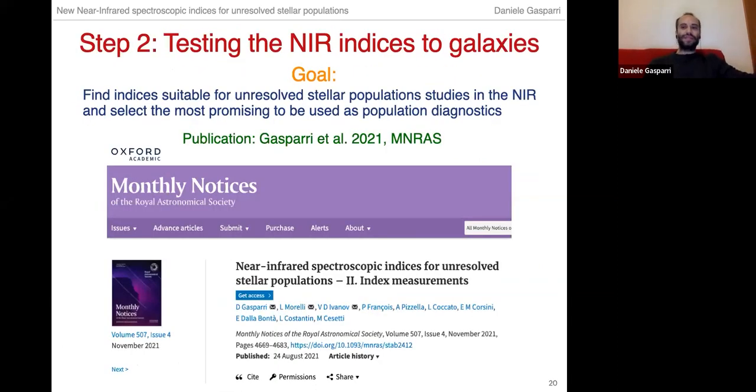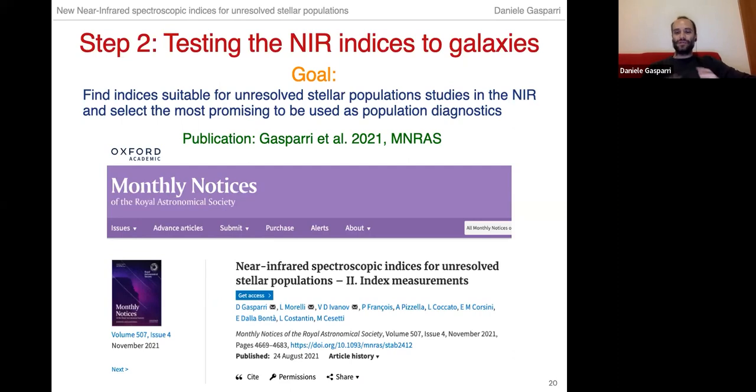So this is the index system for the stars. We see some indices are very sensitive to temperature, metallicity, and surface gravity. So now we need to apply this to the galaxies. The second step is to test this new system of indices on a preliminary sample of galaxies. For this, I published the paper in 2021.